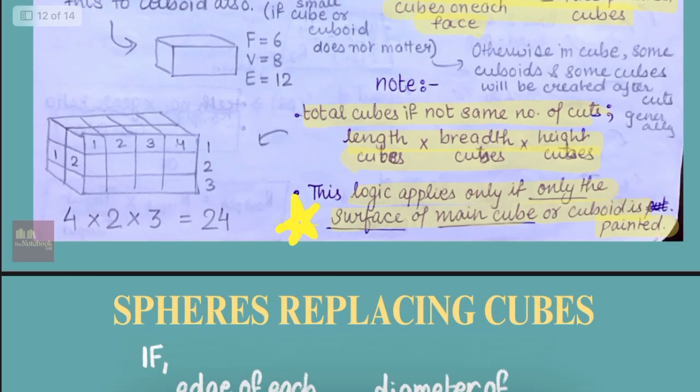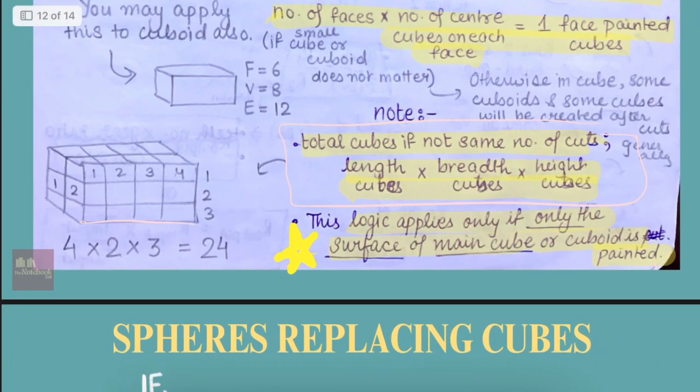If the cubes do not have the same number of cuts, then what we'll do is length cubes, so 4 are here, then breadth cubes, 2 are there, and then height cubes, 3 are there. So total we will have 24 cubes.